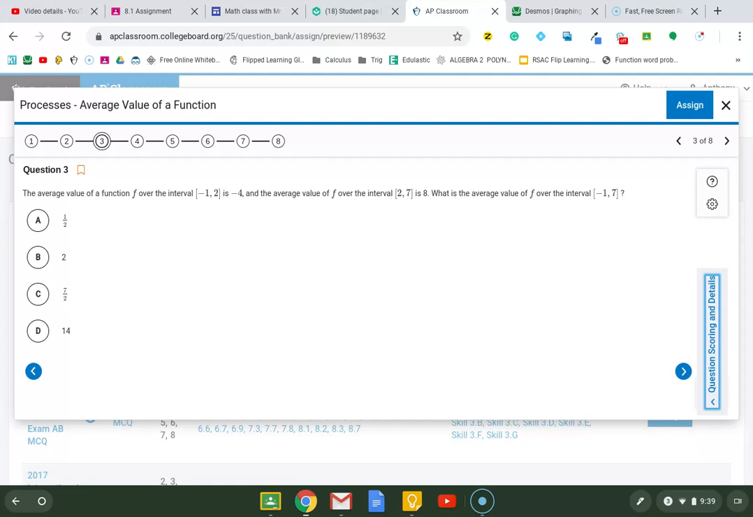Hey everybody, here is question 3, and it says the average value of a function f over the interval -1 to 2 is -4. The average value of f over the interval 2 to 7 is 8. What's the average value of f over the interval -1 to 7?